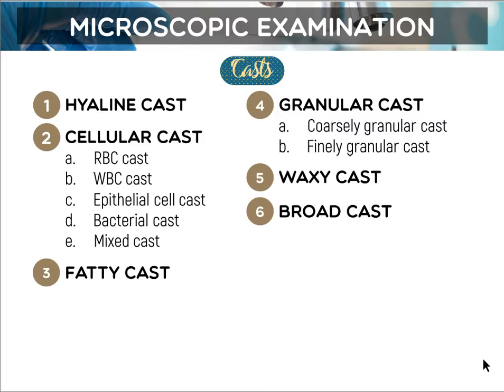We have your fatty cast, granular cast, mainly from your RBC or WBC cast, okay? And then they can be subdivided into coarse granular or finely granular cast, okay? And then lastly, we have your waxy cast, and lastly your broad cast, okay?